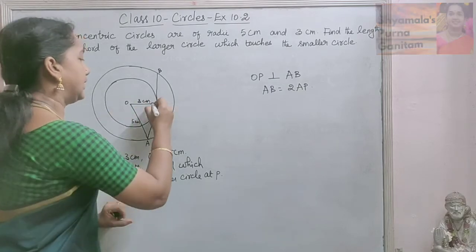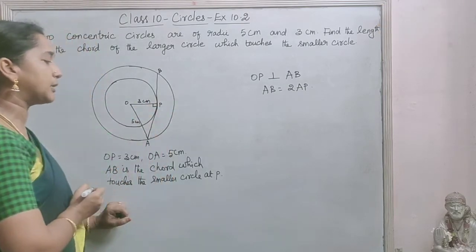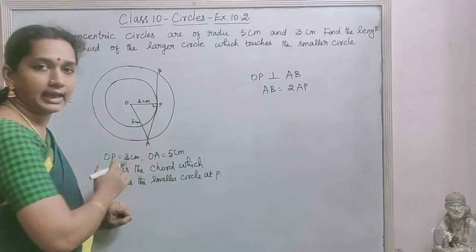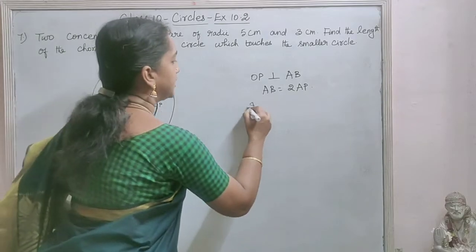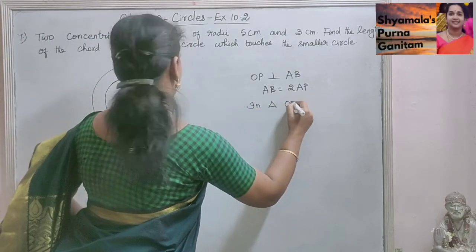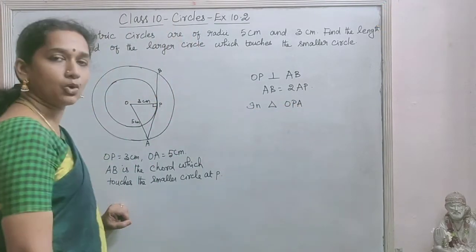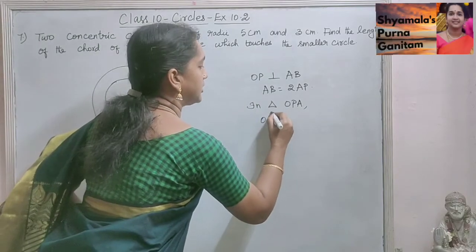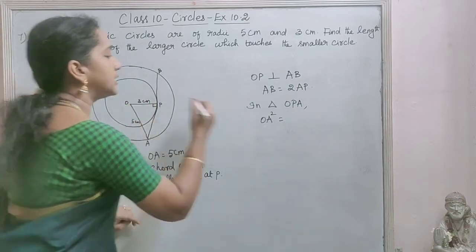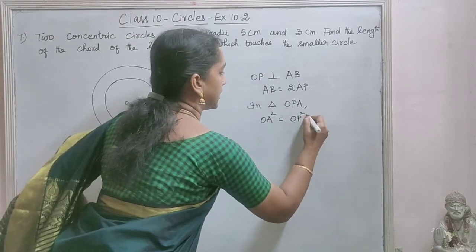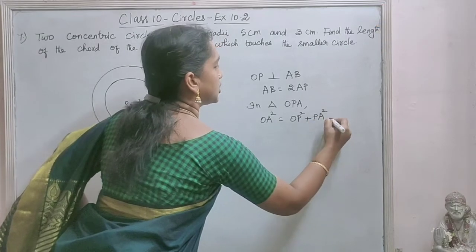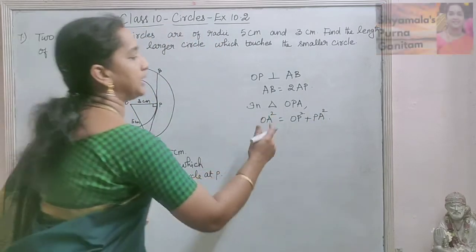So now since OP is perpendicular to AB, we can say that OPA is a right angle triangle. So in triangle OPA, OA is the hypotenuse. So hypotenuse squared is equal to the sum of the squares of the other two sides, so OP squared plus PA squared. We are asked to find the length of PA.